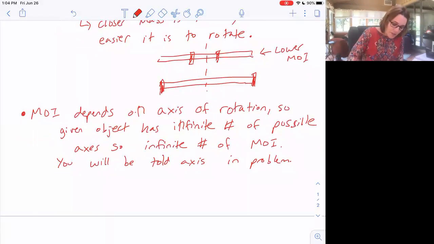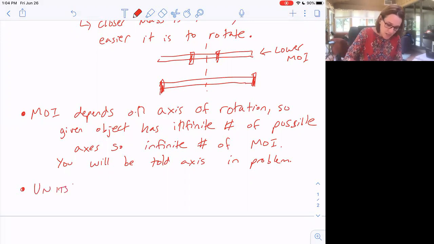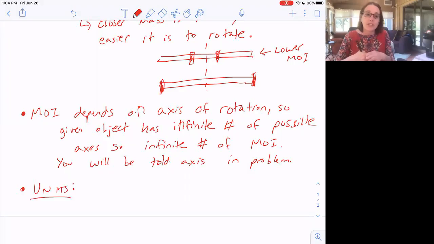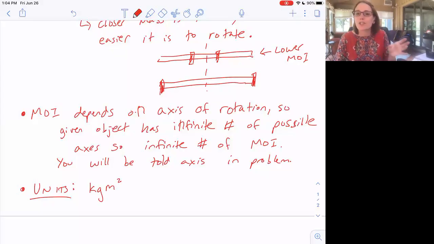You will be told the axis in a problem, or else you can't solve it and you can't analyze the motion. And then the last thing I'm going to say in this conceptual understanding is, because it depends on our mass and our mass distribution, I'll give a sneak peek into where our formulas and calculations will lead us by talking about the units. The units of moment of inertia are kilograms, which makes sense, that's the mass, times meters squared, where it will turn out that's the distance of little mass pieces from the axis of rotation. So it depends on a length scale and on mass.